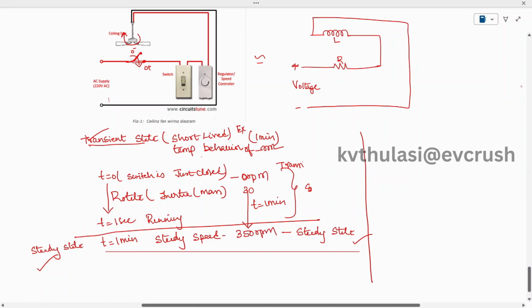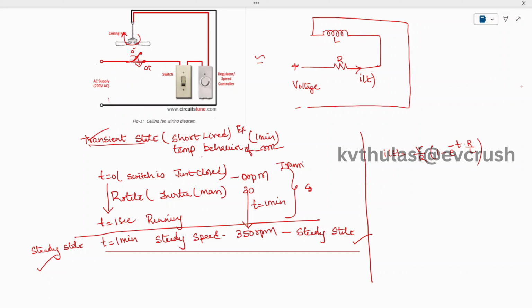Now let's take the behavior of the inductor. Here also we applied the voltage, and some resistor is there and an inductor is there. Initially, the current through the inductor, when you do the solution, we are going to get i of t equal to V by R into 1 minus e to the power minus t by tau, where tau is equal to L by R.